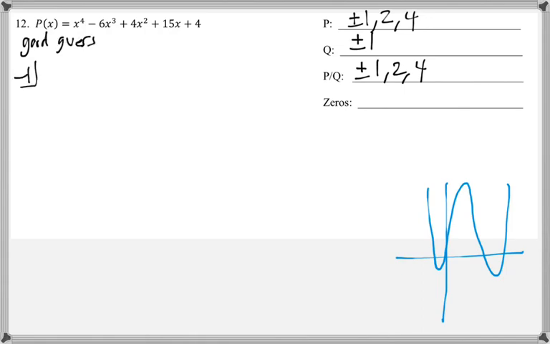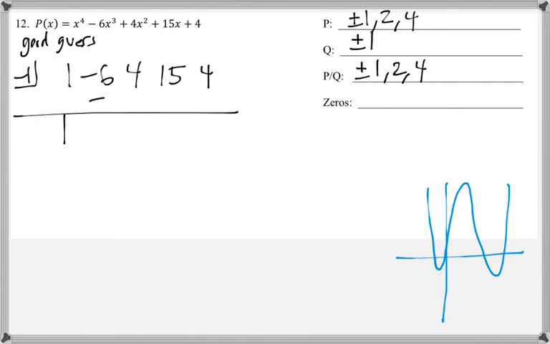So -1, and I want to run through the synthetic division with this. So 1, -1, -7, 7, 11, -11, 4, -4, and that'll be 0. So we can officially declare -1 as one of our zeros.